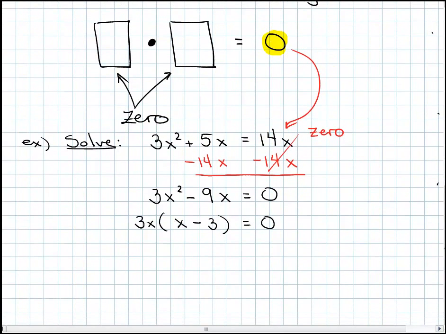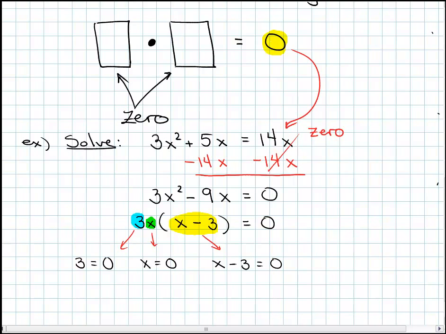Now I'm going to set each factor equal to 0. We have three factors here. We have a 3, we have an x, and we have an x minus 3. So let's set each factor equal to 0. 3, I'm going to set it equal to 0, right? Because one of the factors has to be 0. That's what the zero product property says. So it's either got to be the 3, it's got to be the x, or it's got to be the x minus 3. So the first one, 3 equal to 0.